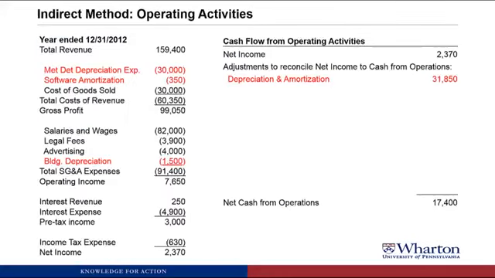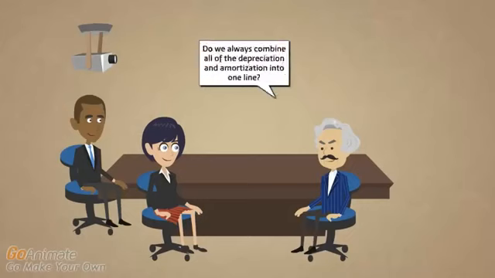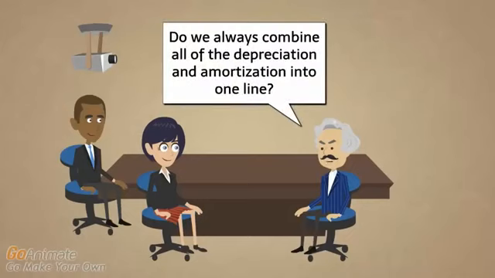Here is the income statement again. We had metal detector depreciation of $3,000, software amortization expense of $350, and building depreciation expense of $1,500. I'm going to combine those into one line item called depreciation and amortization of $31,850. And we're going to add that back to remove that non-cash expense from net income. Do we always combine all of the depreciation and amortization into one line?